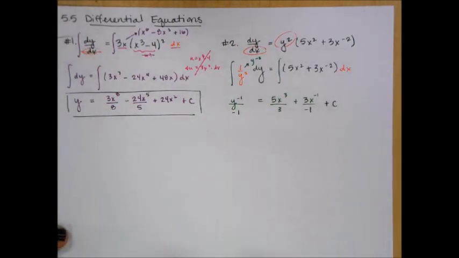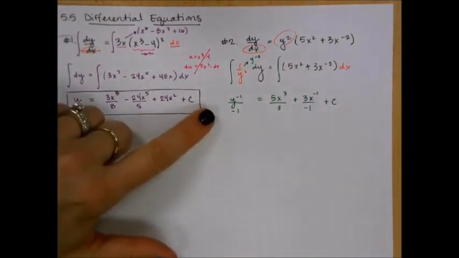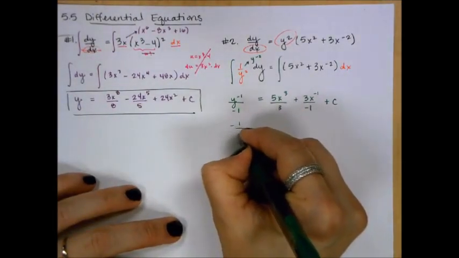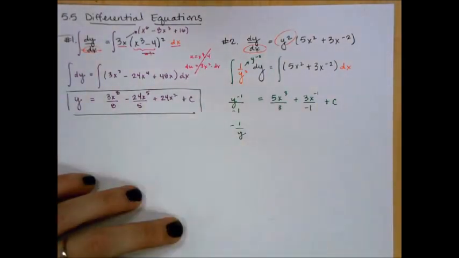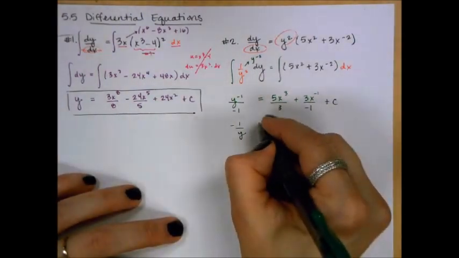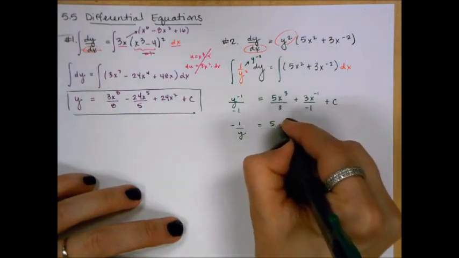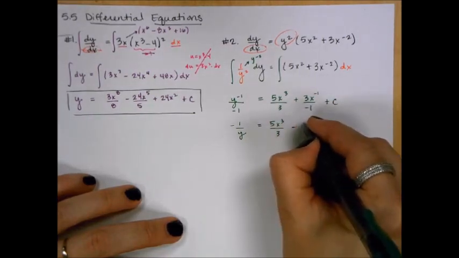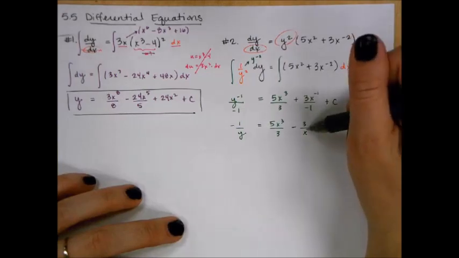So we have quite a bit to do here just to clean this up because I want to solve for y. So right now, this is going to simplify to -1 over y. So it will be negative, and y needs to be in the denominator to have a positive exponent. The other terms, these are okay. 5x cubed over 3. Then we have -3 over x. So 3 divided by -1 is -3. And we move x to the denominator.